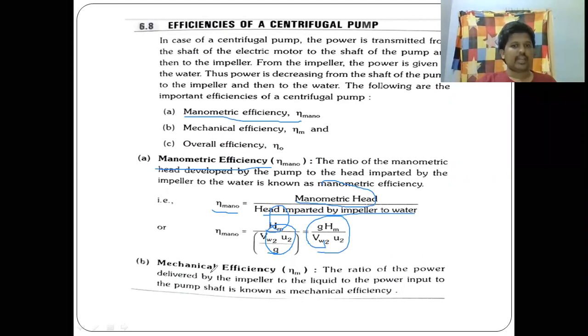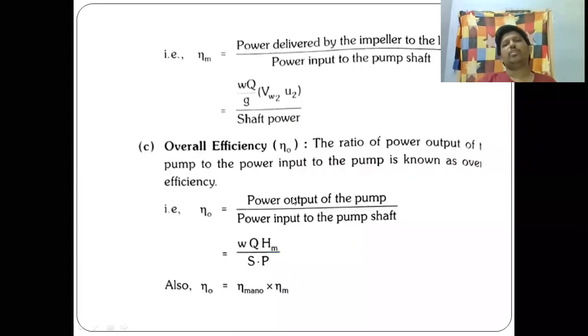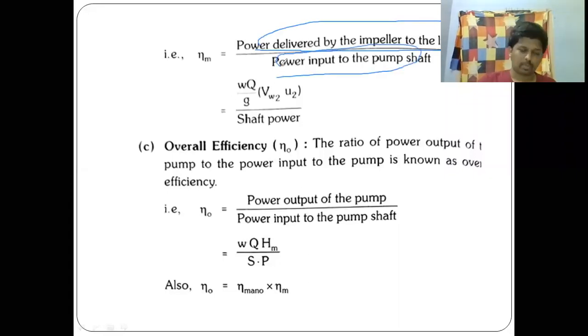Now, how can I define mechanical efficiency? This is also output by input. The basic concept is the power developed by the impeller to the liquid divided by the actual input power given to the shaft. That is what our mechanical efficiency is. The power developed, which we already derived, is WQ by G, VW2 U2. The shaft power is some shaft power. So divide those two, and we'll have our mechanical efficiency.